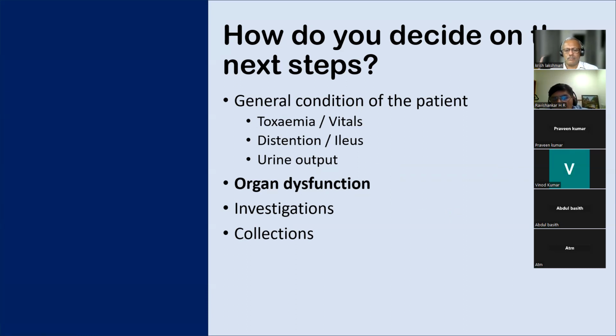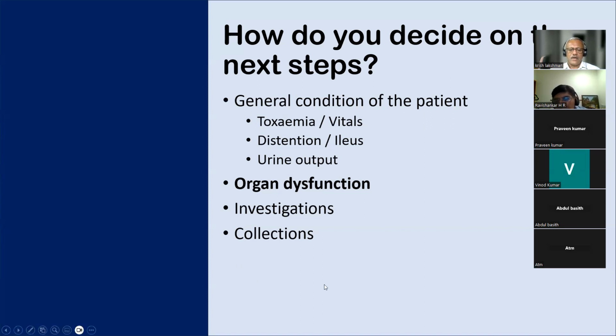Vitals are important, but the most important is what I put in bold: organ dysfunction. You find that the patient is hypoxic, patient has diminishing urine output. These are the two common things that you see. If that happens, then you have to jump in and take quick action, not necessarily laparotomy, but quick action.